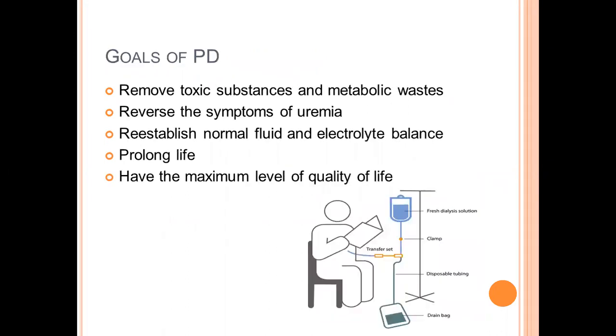Goals of peritoneal dialysis: to remove toxic substances and metabolic wastes, as the patient's own kidney is unable to remove all the toxic substances and metabolic wastes from the body. Reverse the symptoms of uremia. Uremia is the condition in which there is an excess or elevated level of urea inside the body. So it reverses the symptoms of uremia, reestablishes normal fluid and electrolyte balance, prolongs life, and gives the maximum level of quality of life.